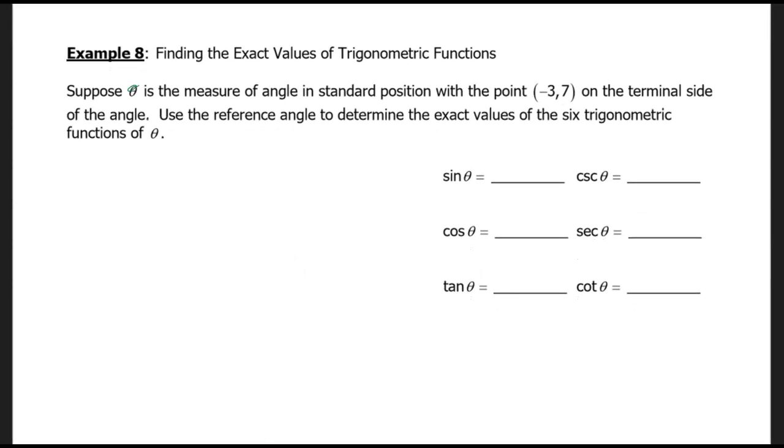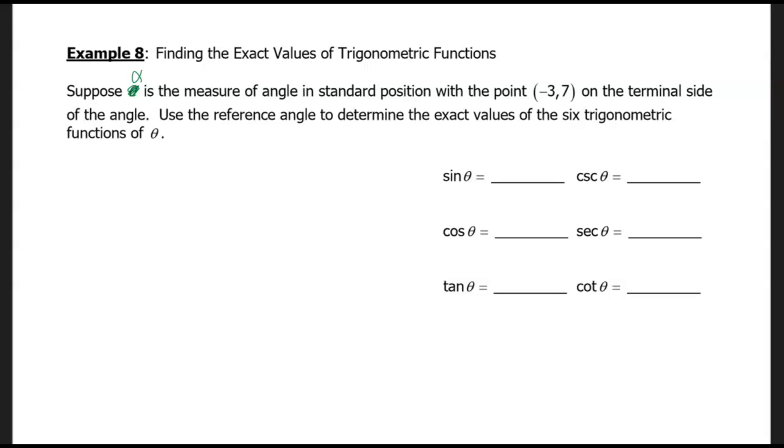Now I'm going to change this first theta to be an alpha. Suppose alpha is the measure of an angle in standard position with the point -3,7 on the terminal side of the angle. Use the reference angle to determine the exact values of the 6 trigonometric functions of theta.